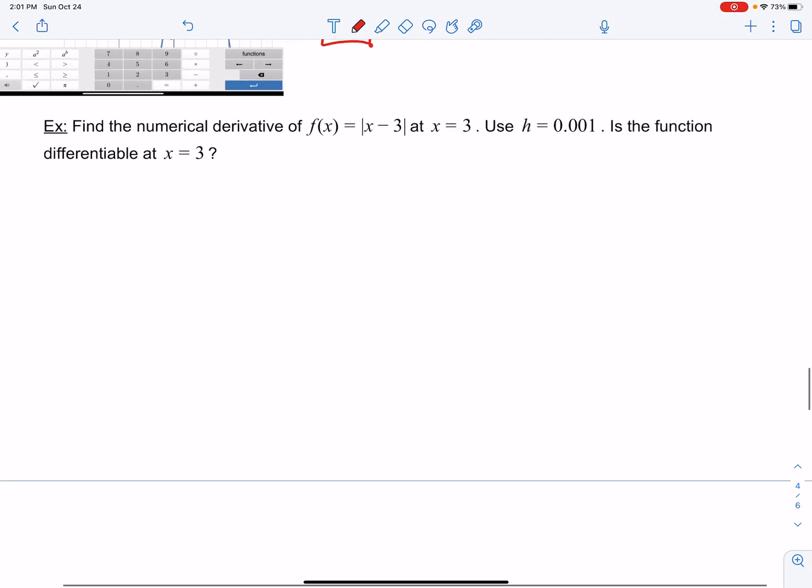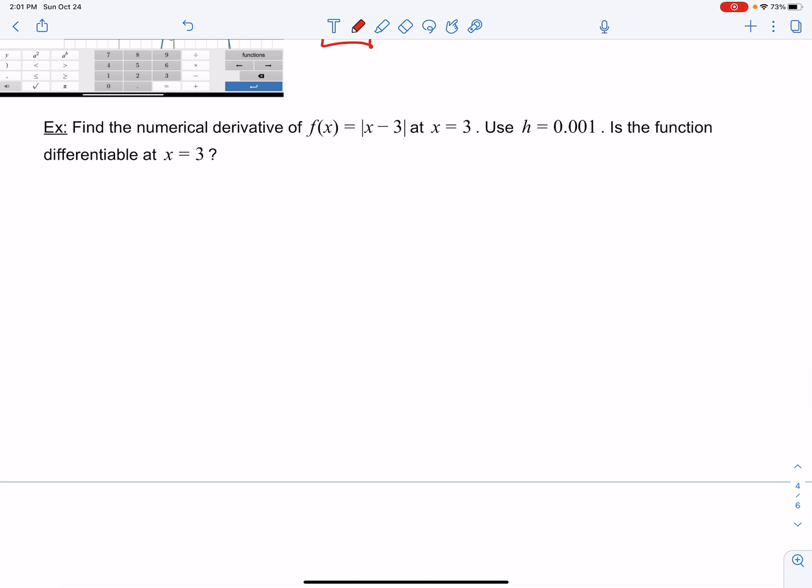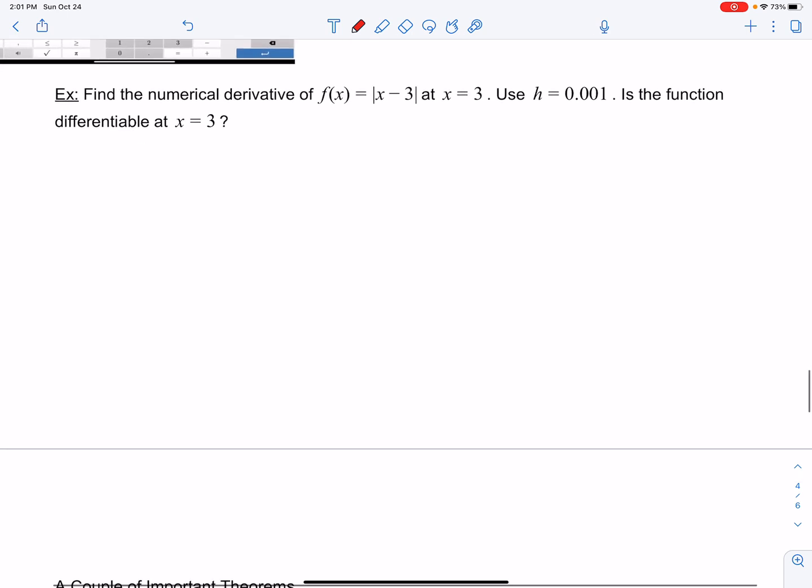So let's try one more. We want to find the numerical derivative of the function f of x equals the absolute value of x minus 3 at x equals 3. And we want to do the same h value. We're going to use h as 0.001, and we want to know, is this function differentiable at x equals 3?